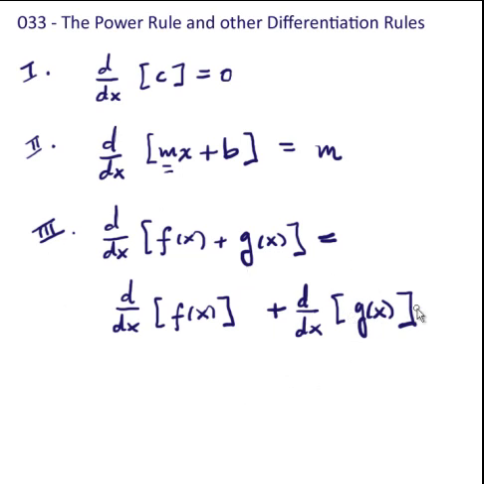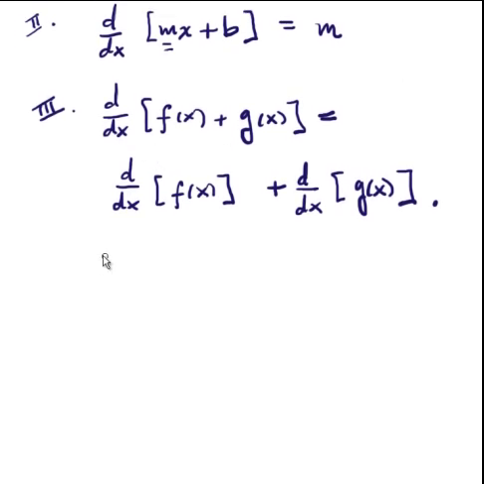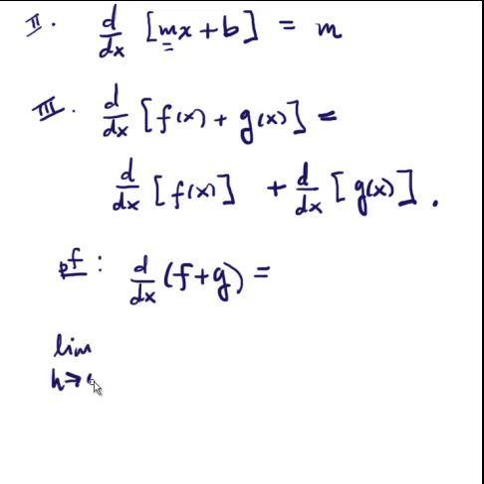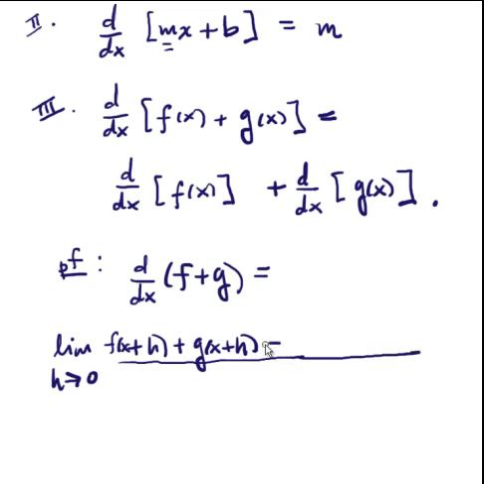Now this is easy to see from the limit definition of the derivative. So I'm just going to write it out. I'll write PF for proof. We'll just sketch the proof. What we want to do is take the derivative of a sum of two functions, and we're just going to stick this into the limit definition. Limit h goes to 0. Now our function is f plus g, so substituting in x plus h, we have f of x plus h plus g of x plus h minus the sum f of x plus g of x.